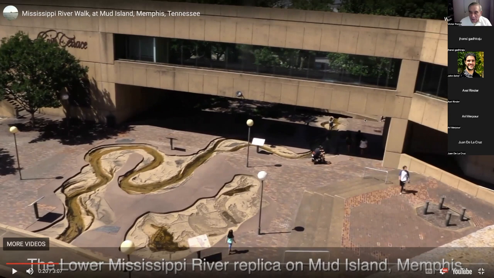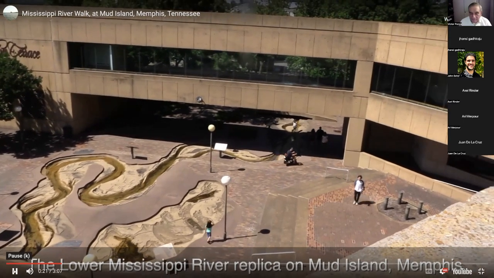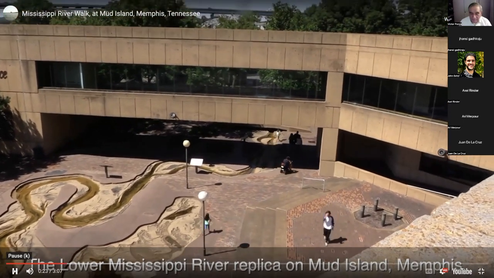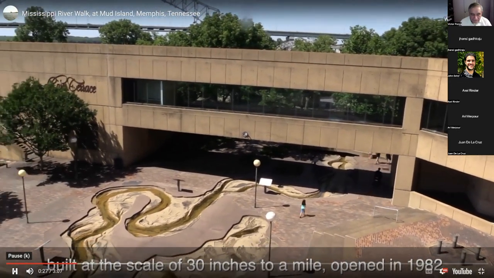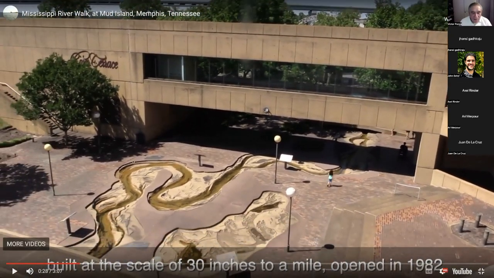That's the beginning of the model, by the way. It starts over here. And I'm not 100% correct, but Cairo is around here somewhere. Cairo, Illinois. Look at the meandering of the Mississippi. That is really amazing, isn't it?